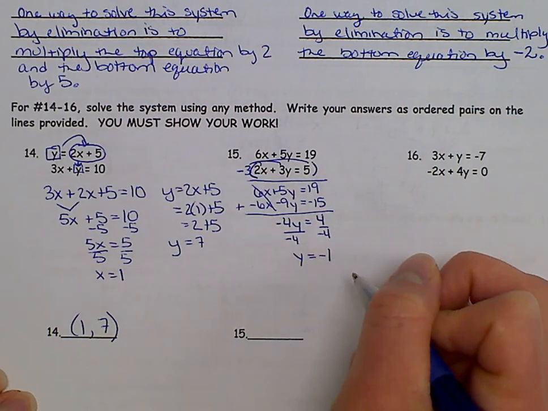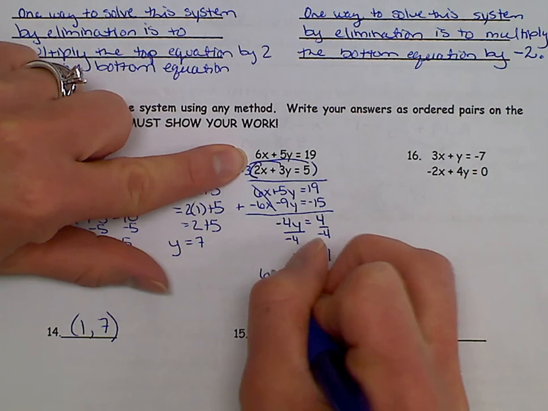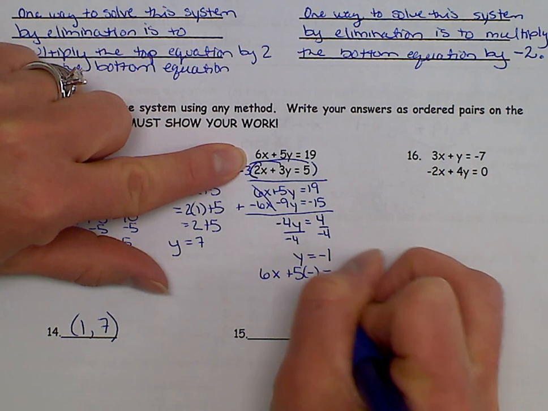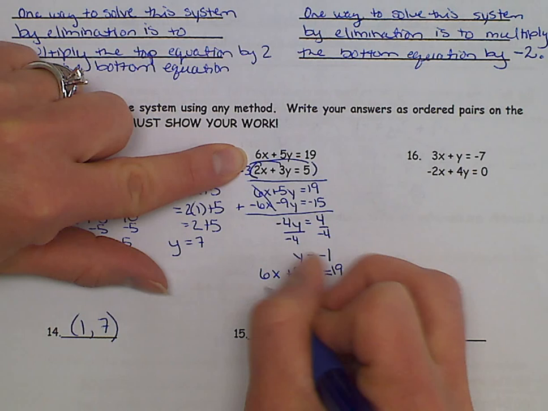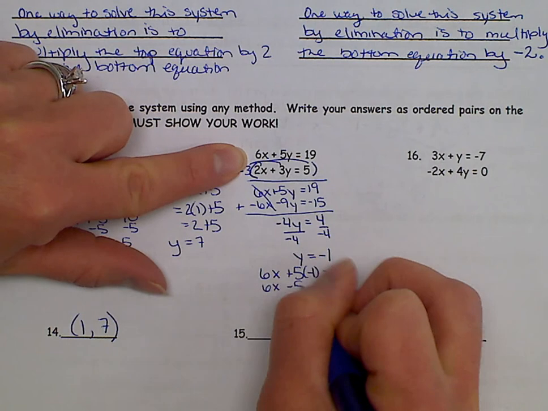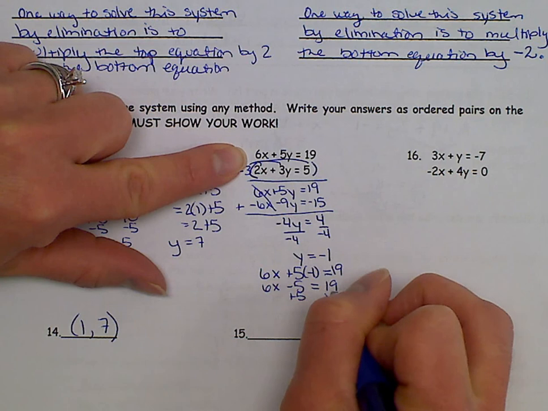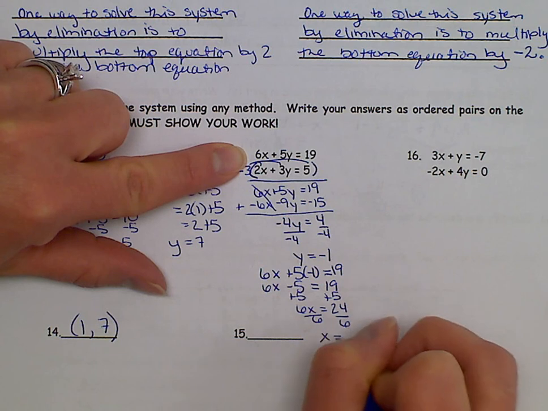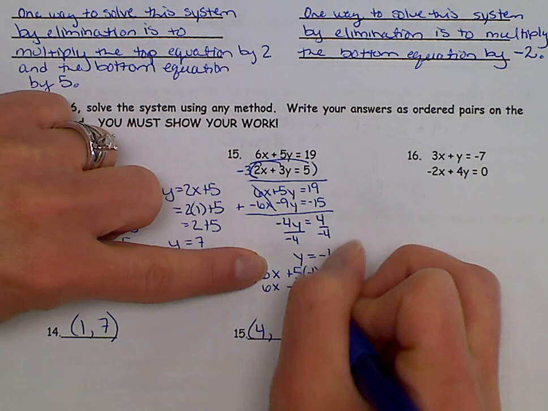Now I'm going to substitute this negative 1 back into an equation. I'm going to use the first one. It doesn't matter which one you use. You should get the same answer for x regardless. So I get 6x minus 5 equals 19. Now I'm going to add 5 to both sides. We get 6x equals 24. Divide both sides by 6. We get x equals 4. So x is 4, y was negative 1.